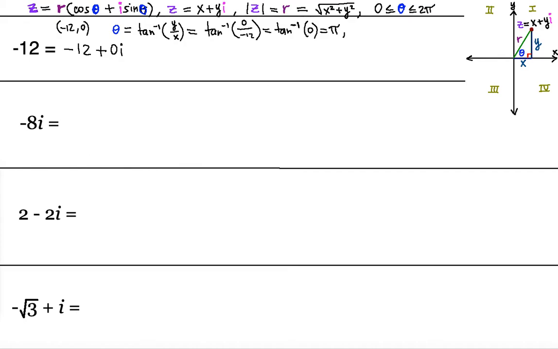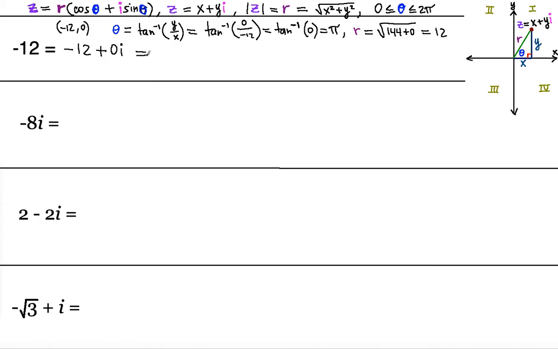The modulus r here is the square root of the squares of the components x and y. The components are negative 12 and 0, right? So negative 12 squared is 144 plus 0 squared. So that gives you the square root of 144, which is 12, right?